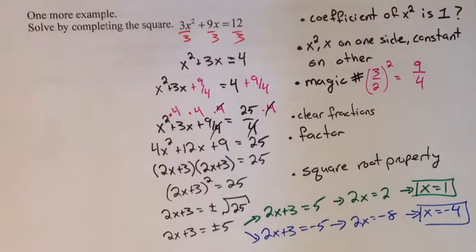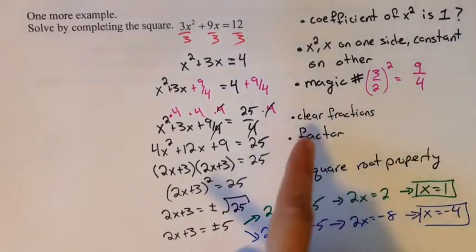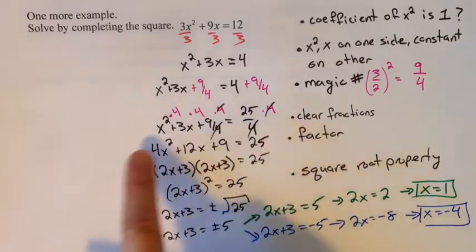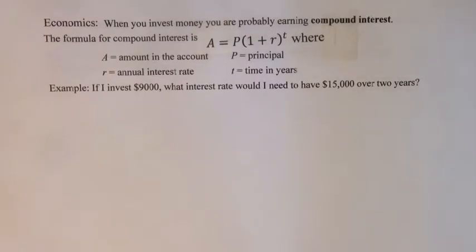This problem really wasn't that different from the other problems that we did. It's just that our magic number came out to be a fraction, which meant that we had to sneak in this one extra step of clearing the fractions to make our life a little bit easier. Before we go, we're going to look at two examples of application type problems.